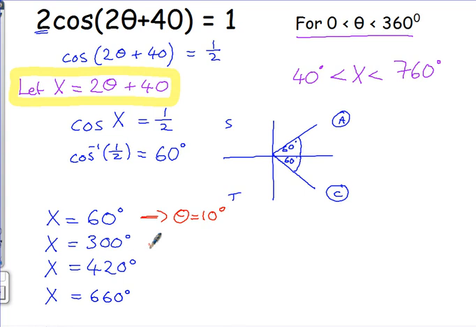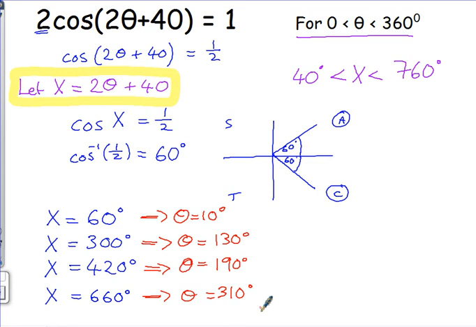So theta will be 10 degrees if x was 60. If x was 300, we'll take away 40, divided by 2, which gives us theta is equal to 130 degrees. Continuing this argument, if x was 420, we'll take away 40, divided by 2. That will give us theta is equal to 190 degrees. And finally, when x is 660 degrees, theta will equal 310 degrees.